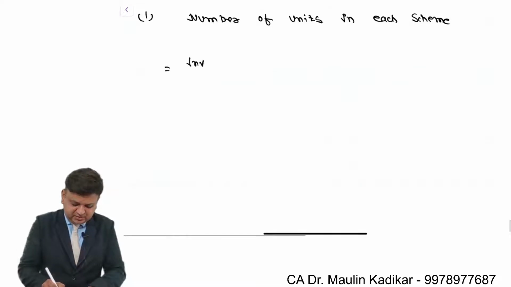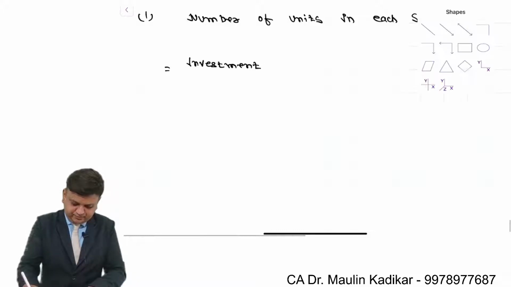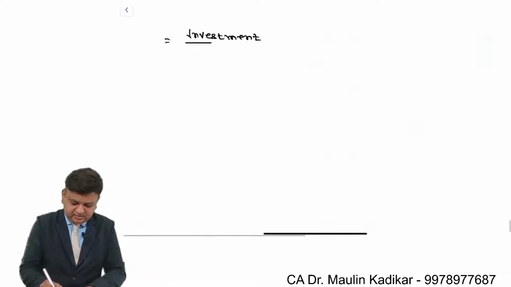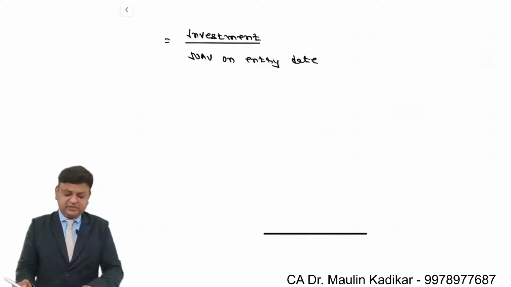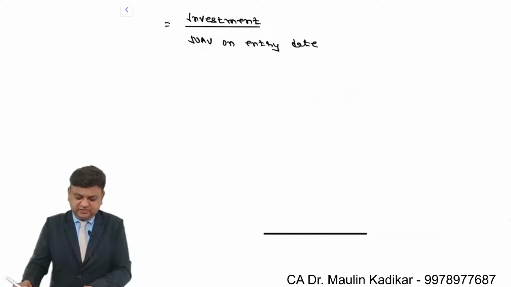It is investment divided by net asset value on entry date. Or we can say that the purchase price of the investment, either way you can write the answer.